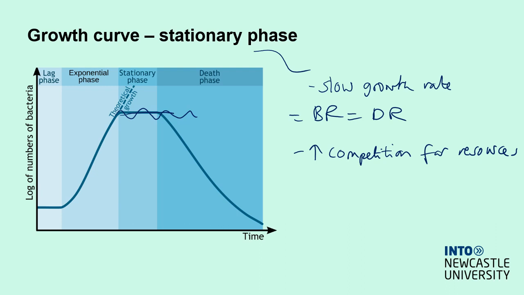And in the stationary phase, we reach what we call the carrying capacity. So this is the maximum population size that a particular ecosystem can support. You may find that some organisms destroy where they live, run out of food, run out of nutrients, and they might go into a death phase and have a rapid decline in population size.